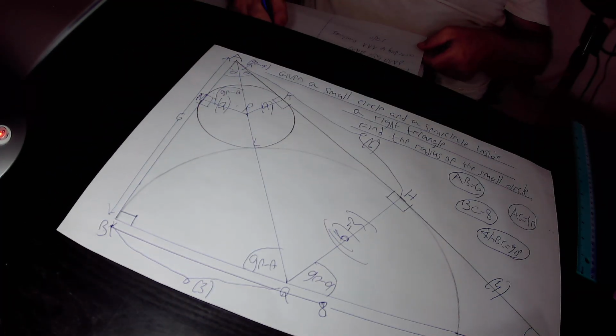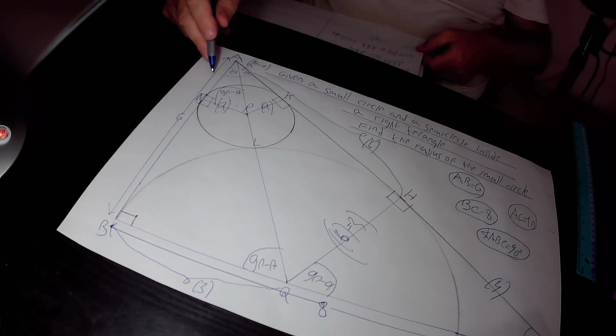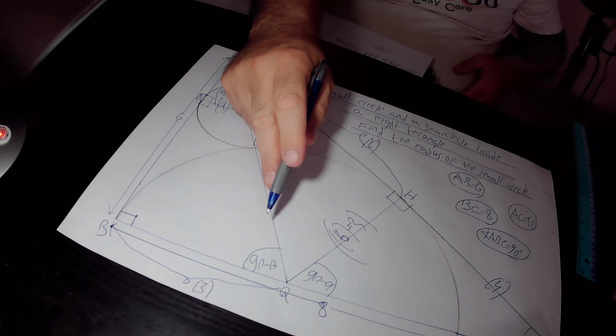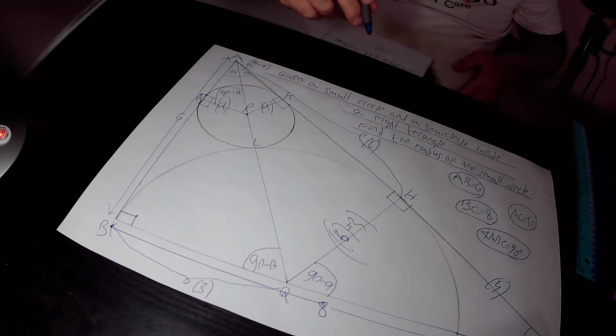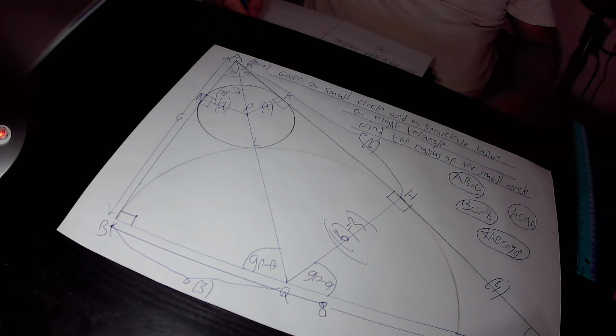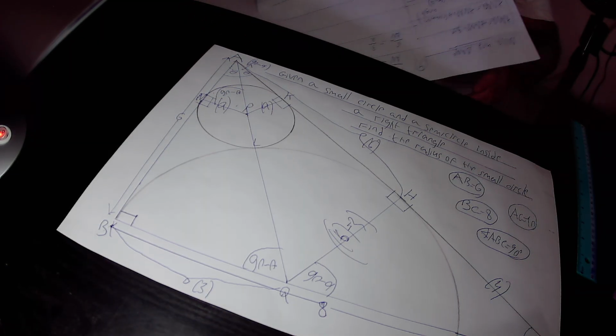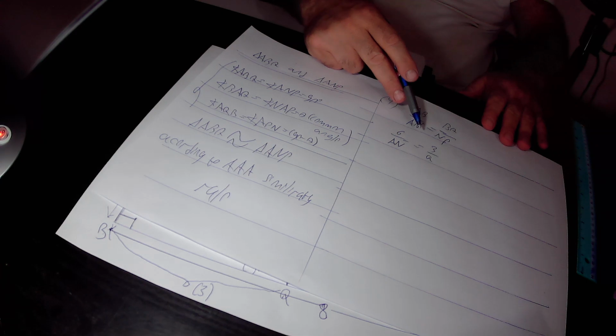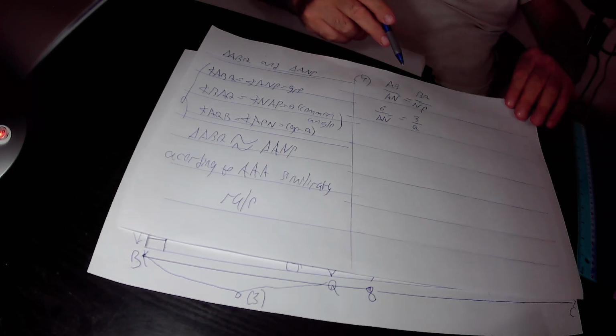AB is 6 over AN. AN is the missing side, so we will leave it as it is. And it equals BQ. BQ is the radius of this big semicircle that equals 3 units in its length over NP. NP equals A. It is the radius of this small circle, that is the radius that we are looking for in this question. So in conclusion, we find that 6 over AN equals 3 over A. Here we first multiply this equation.